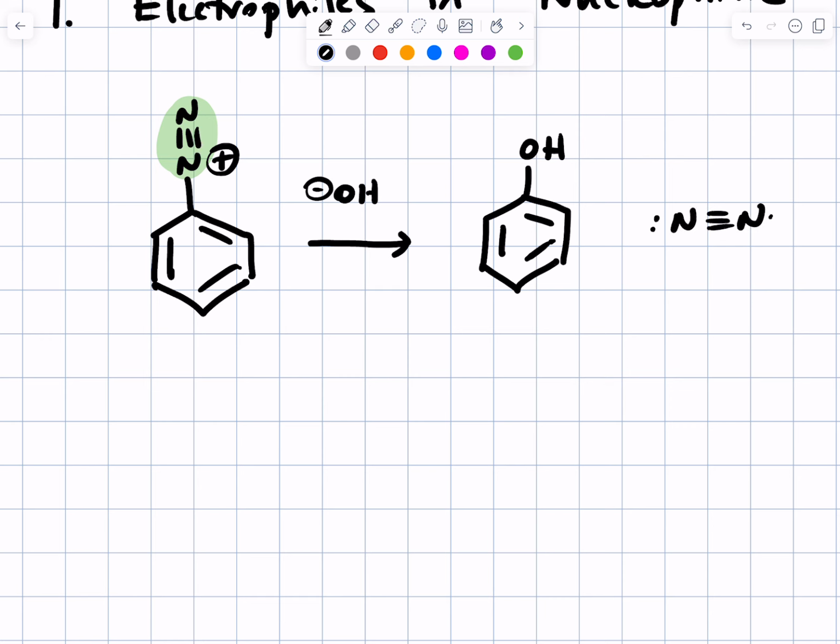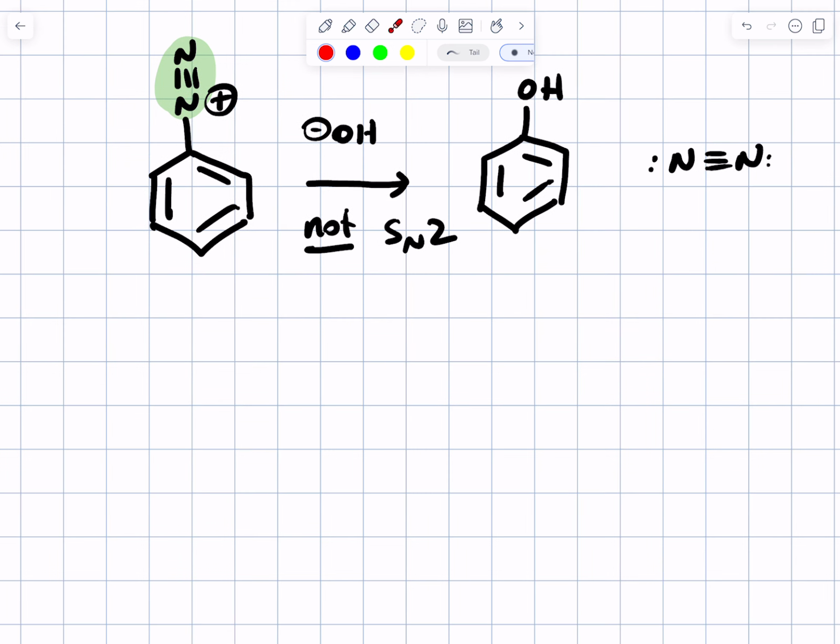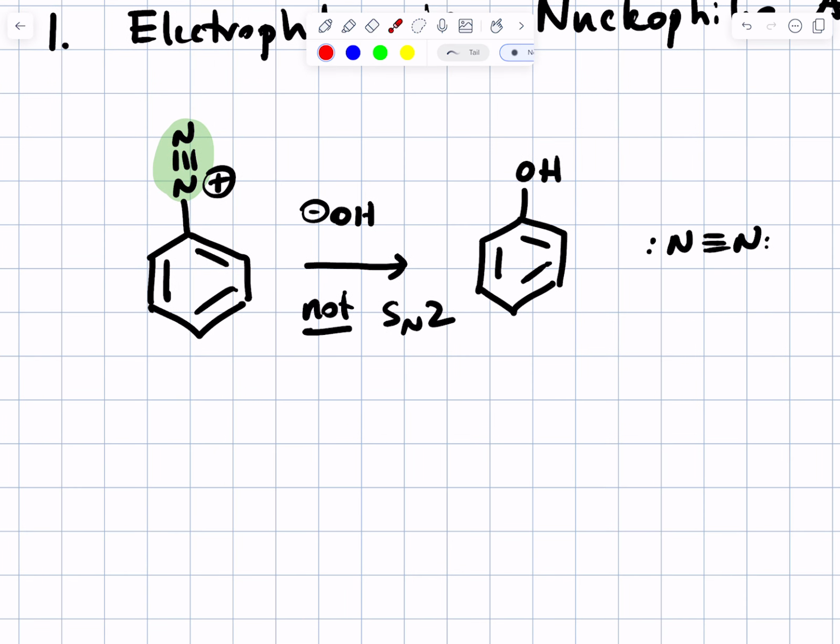Now, importantly, the mechanism is not SN2. The reason it's not SN2 is that SN2 requires backside attack of the nucleophile on the sigma star, the antibonding orbital that's associated with the sigma bond to the leaving group. And if you know anything about molecular geometry, you know that benzene is planar. So the sigma star for this leaving group would be right inside the benzene ring, and there's no way for the nucleophile to get there. So you can't do SN2. Instead, what's going to happen is an addition and then an elimination.